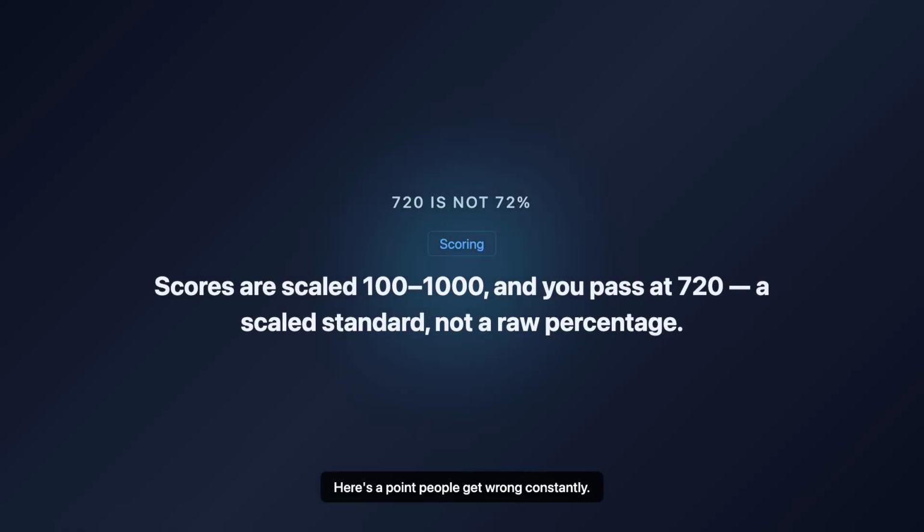Here's a point people get wrong constantly. Your result comes back on a scaled range from 100 to 1000, and you pass at 720. That 720 is not 72% correct. Scaled scoring lets Amazon Web Services equate slightly different versions of the exam, so nobody gets an unfairly hard form. Don't walk in thinking you need to answer 72% of questions right. You need to clear the 720 standard, and the 2 aren't the same thing.